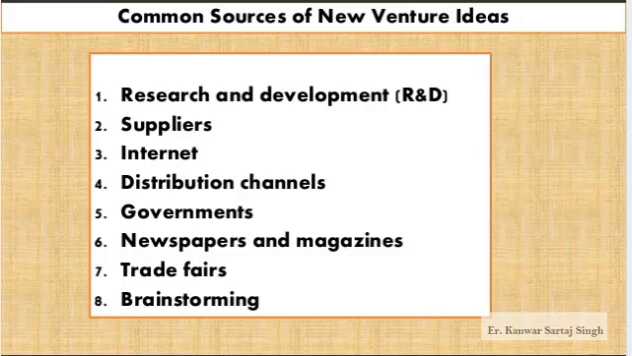Fourth is distribution channels. Then fifth is government. Government comes up with schemes and various kinds of offers related to something, and that leads an aspiring entrepreneur to work in that direction. Then newspapers and magazines, they are a great source of information. Then trade fairs, one must attend these trade fairs. One can come across many people and many ideas which are really new and very beneficial for any new entrepreneur. Then brainstorming.